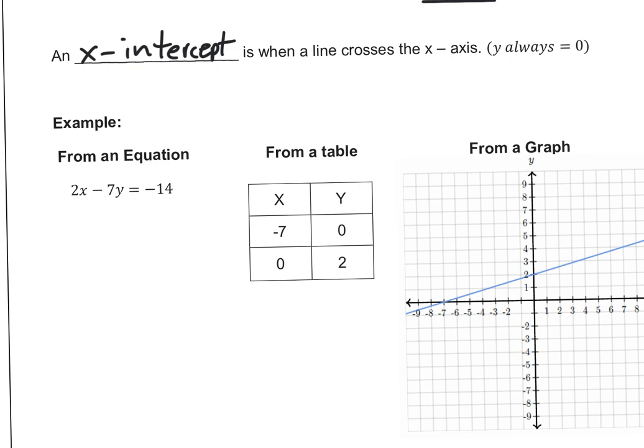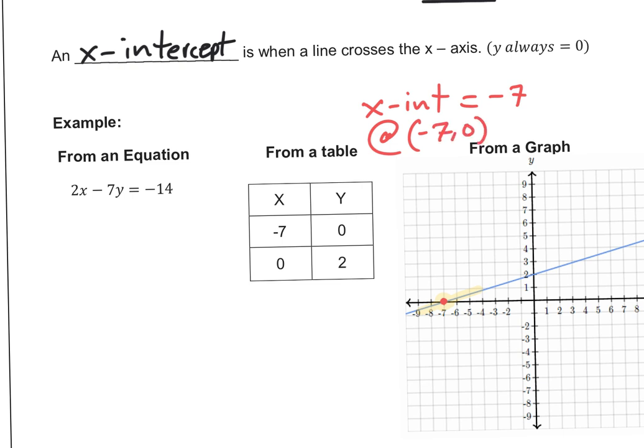Well, if we follow this line, we can see that it crosses the x-axis right there, right? Everybody see that? You can see the point right there at -7 where it crosses the x-axis. So that would be our x-intercept. That's when it crosses the x-axis. So I just want to write down that you could say it two ways. You could say the x-intercept is -7, or you could say it has an intercept at the point -7, 0.